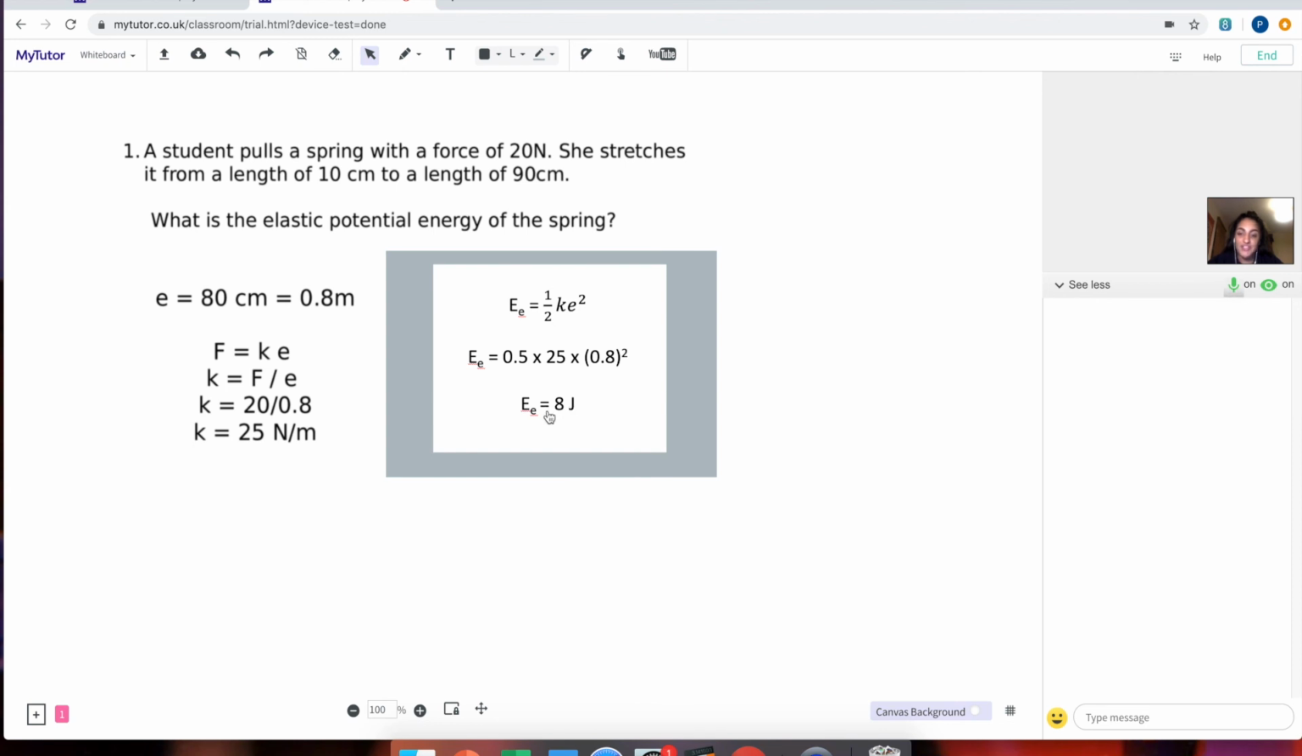Elastic potential energy is measured in joules because it's an energy value, and all energies are measured in joules. So that is how to do a forces and elasticity question to do with elastic potential energy.